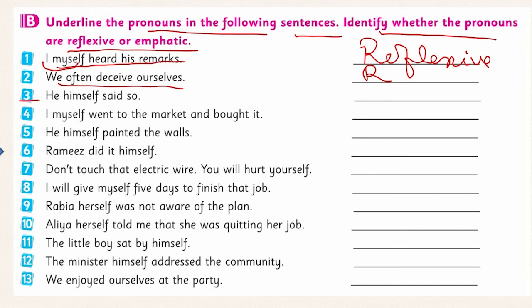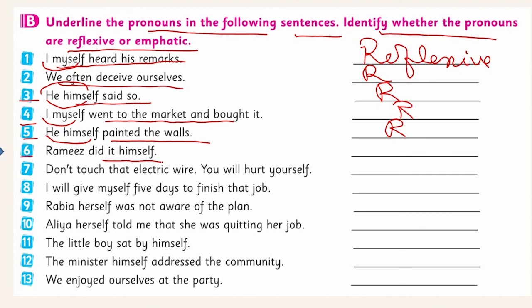The third one, "He himself said so." He and himself, the same person here. Reflexive pronoun. The fourth one, "I myself went to the market and bought it." Again, I and myself. The reflexive pronoun. The fifth one, "He himself painted the walls." Again, he and himself, the reflexive pronoun. The sixth one, "Ramiz did it himself." Again, Ramiz and himself are related about one person. So this is a reflexive pronoun.